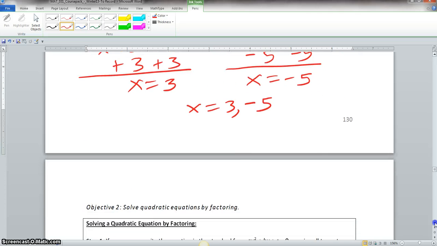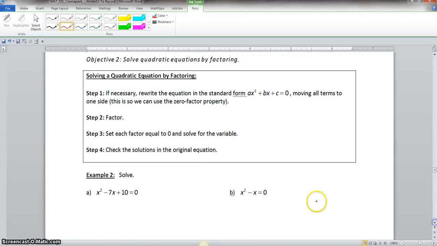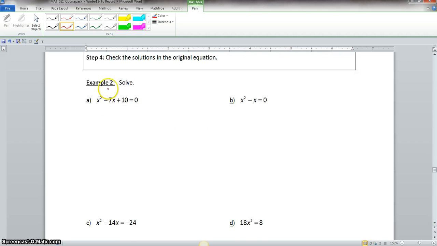Now we scroll to the next page. It says objective 2, solve quadratic equations by factoring. Now basically, I'm not going to read through all of this. Basically what we're going to do is the regular factoring that we did before. We're going to act like this equation is not equal to 0. We're just going to deal with this expression here. So let's do that first.